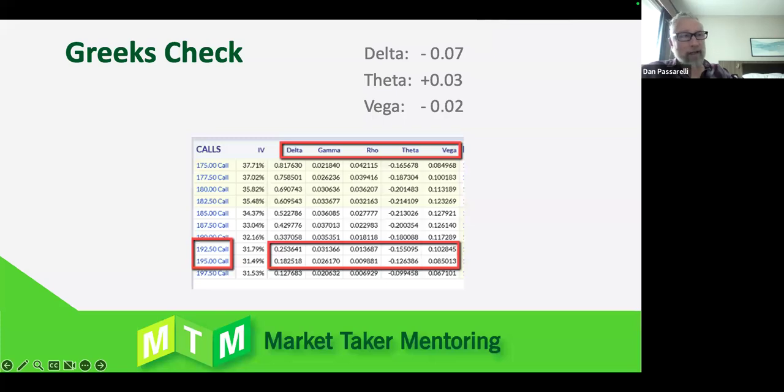Vega, what if implied volatility moves? I'm selling the 192.5 calls, getting short about 10 Vegas, buying the 195 calls, getting long about 8 Vegas. So I'm getting short about 2 Vegas. What does that mean? That means if implied volatility goes down, I make money. Specifically, I make 2 cents per share, $2 per contract. Implied volatility goes up 1 point, I lose 2 cents. If it goes up 2 points, I lose 4 cents. Easy, right?